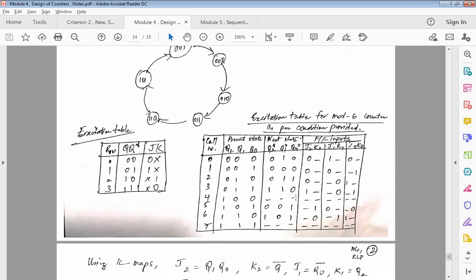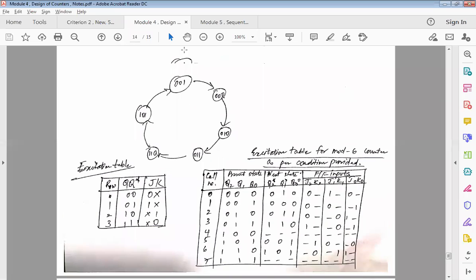See, because now how will I put these values J2, K2, J1, K1 next to this diagram? Is it possible? No, sir. Not possible, right?